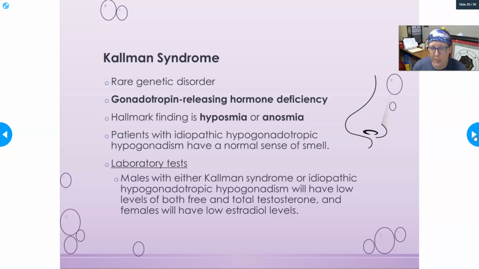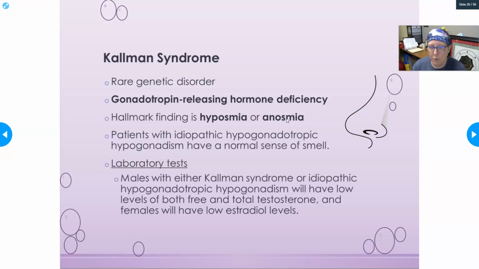Kallmann syndrome is a rare genetic disorder in which you have a gonadotropin-releasing hormone deficiency. And interestingly, the hallmark finding is going to be hyposmia or anosmia, meaning a problem with the sense of smell. The reason is that in the baby boy fetus, the development and specialization of the cells that make the gonadotropin-releasing hormones and the sense of smell occurs on the same day. And so if there's a problem there, it affects both. Patients that have idiopathic hypogonadotropic hypogonadism usually have a normal sense of smell. Patients that have Kallmann syndrome have no smell or a very diminished sense of smell.